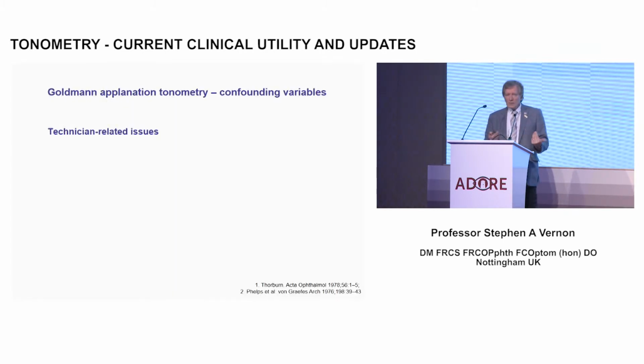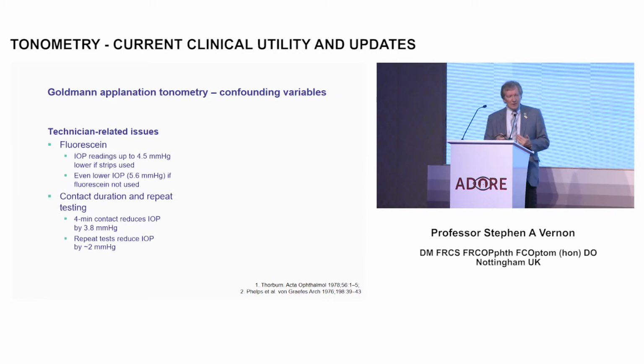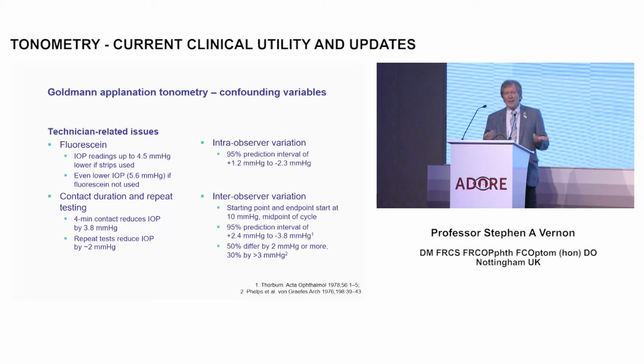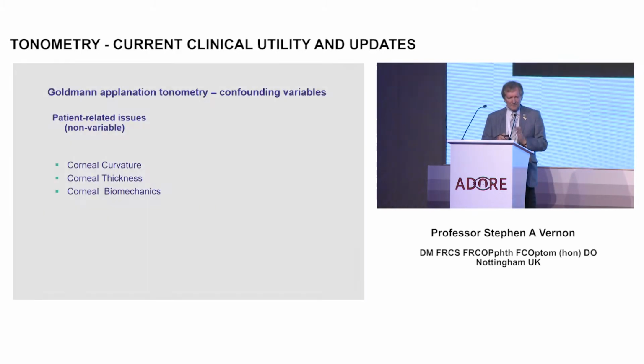What about you, the technician, testing the pressure? Well, if you don't put the right amount of fluorescein in, it will vary your pressure reading. If you contact the eye for too long, you're performing tonography, not tonometry, and therefore you will lower the pressure at the end of it. There'll be intra-observer variation and inter-observer variation. All depends upon where you draw the line. Where is that cutoff on the Mires?